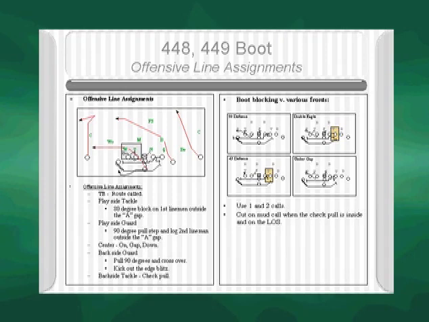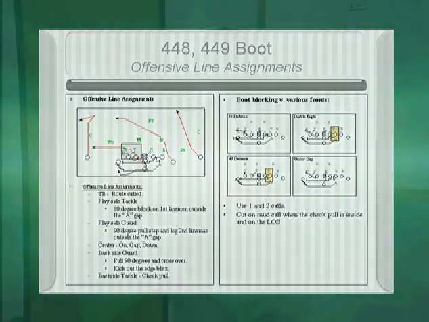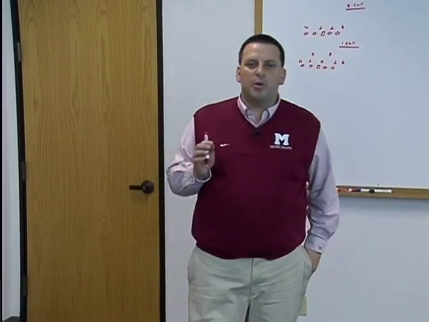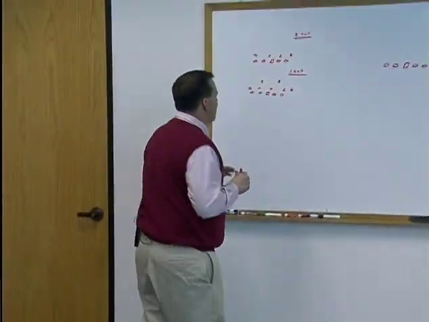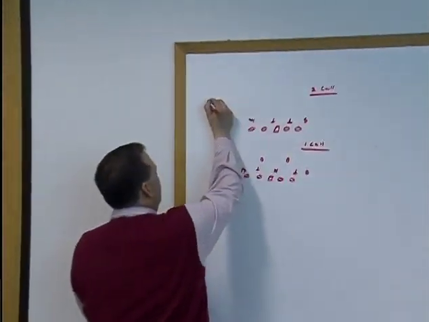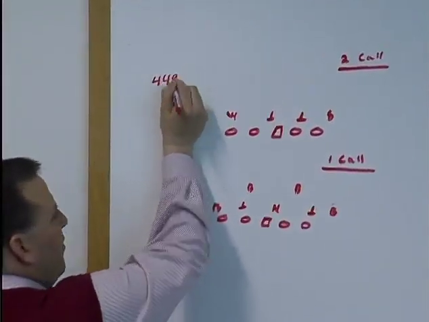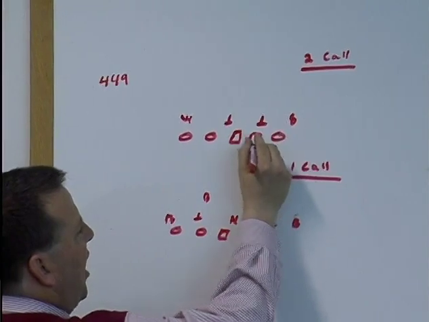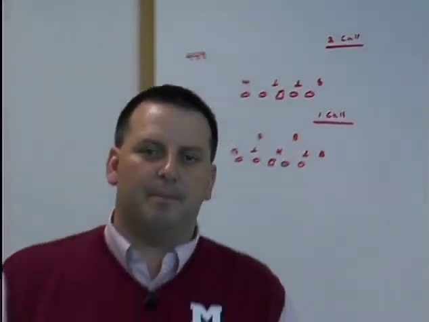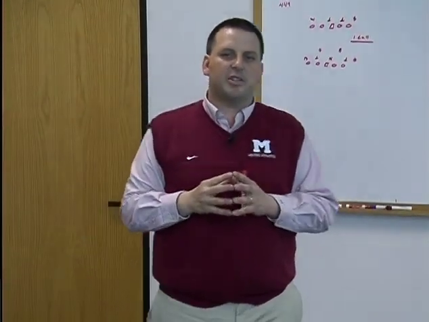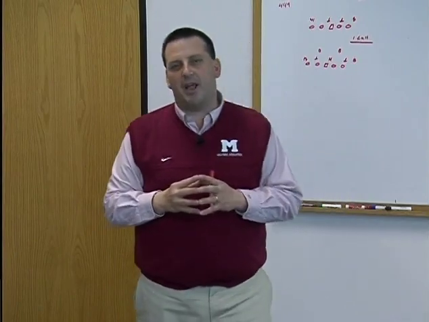What I'm going to do is start with our offensive line and talk about the communications that we use. We talk about the play side guard and tackle. If we were running 449 boot, we would like our play side guard and tackle to execute a log block combination between the two of them. We feel that this gives us the greatest opportunity to get our quarterback on the flank.